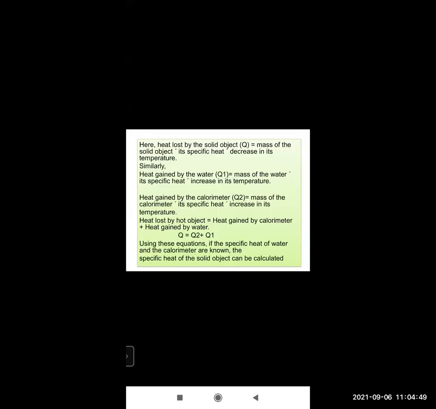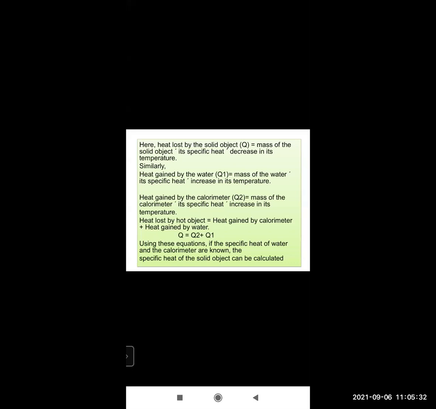Here, heat lost by the solid object, denoted by Q, is equal to mass of the solid object multiplied by its specific heat multiplied by decrease in its temperature. Similarly, heat gained by the water, that is Q1, is equal to mass of the water multiplied by its specific heat multiplied by increase in its temperature. Then the third one, heat gained by the calorimeter, that is Q2, is equal to mass of the calorimeter multiplied by its specific heat multiplied by increase in its temperature. Clear? So these are the three: Q, Q1, Q2.